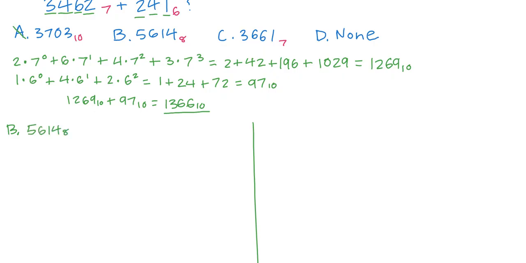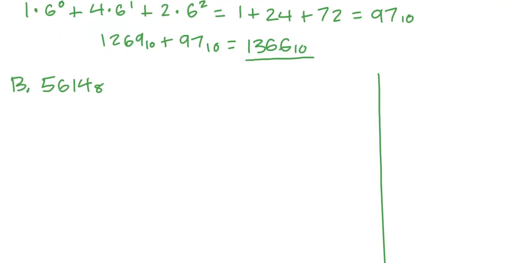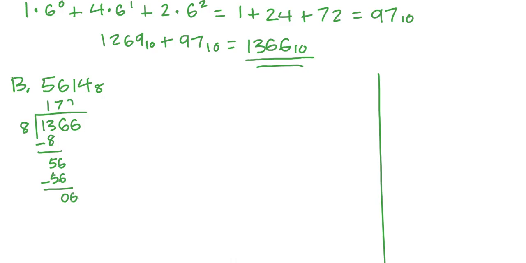I'll start by showing B, which is 5,614 base 8. We want to see if this number is equivalent. So we're going to start with the answer we got in base 10, and convert it to base 8. We're going to divide it by base 8, doing normal long division, dividing by 8. I'm going to do that real quickly. Then we're also going to write in the remainder, and I'm going to circle it so we can see it better. Then we're going to take the whole answer we got, which is 170, and divide that by 8.